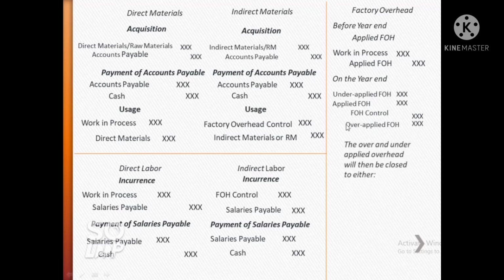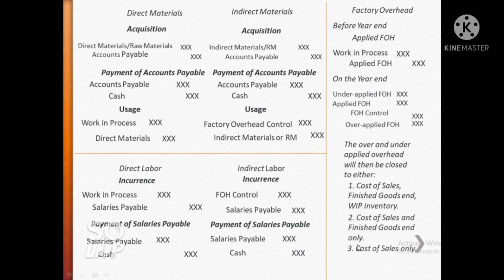These two will be closed in either number 1, cost of sales, finished goods end, and WIP end, or cost of sales and finished goods only, or you can close it to cost of sales only. Now, if the problem is silent, you use the cost of sales only. I know at this point you're a little bit confused on the closing of the under-applied factory overhead and over-applied factory overhead in these three options. So I've made an illustration to clear that confusion.